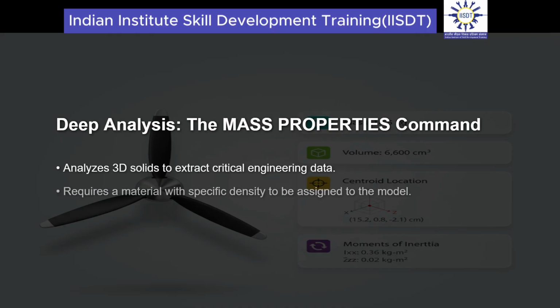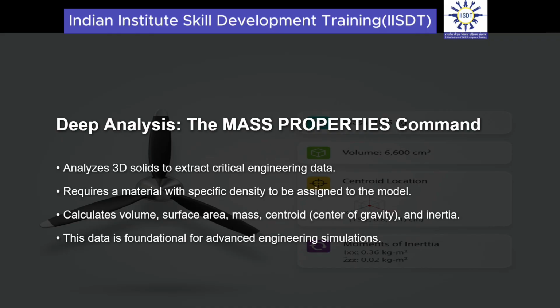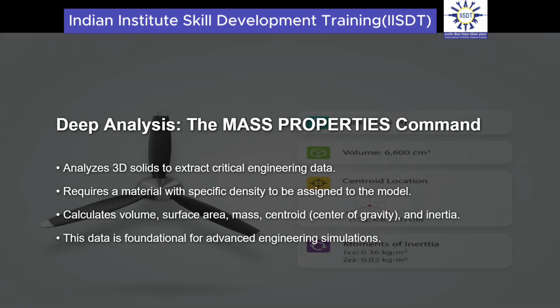We now arrive at the most powerful of the inquiry commands, mass properties. This tool takes us beyond simple geometric measurement and into the realm of true engineering analysis. The mass properties command analyzes a 3D solid model and extracts a wealth of physical characteristics, but there's a critical prerequisite. You must first assign a material to the object. By telling the software whether the part is made of aluminum, ABS plastic, or titanium, you provide the crucial density value. With this information, the command performs a series of complex calculations instantly.